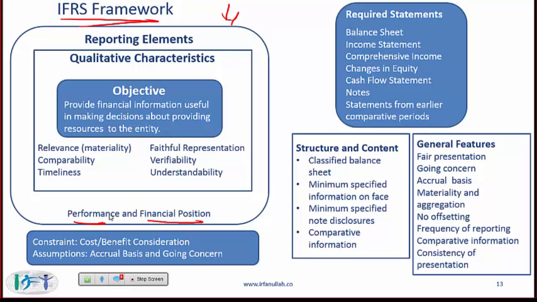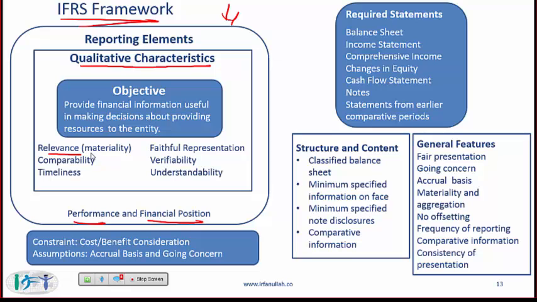So by reporting elements, which we talked about earlier, we are talking about revenue, expenses. In terms of financial position, we need to understand assets, liabilities. So there will be information about performance and financial position. Then within qualitative characteristics, we need to have relevance. So the material presented in the financial statements and reports needs to be material, it needs to be relevant.